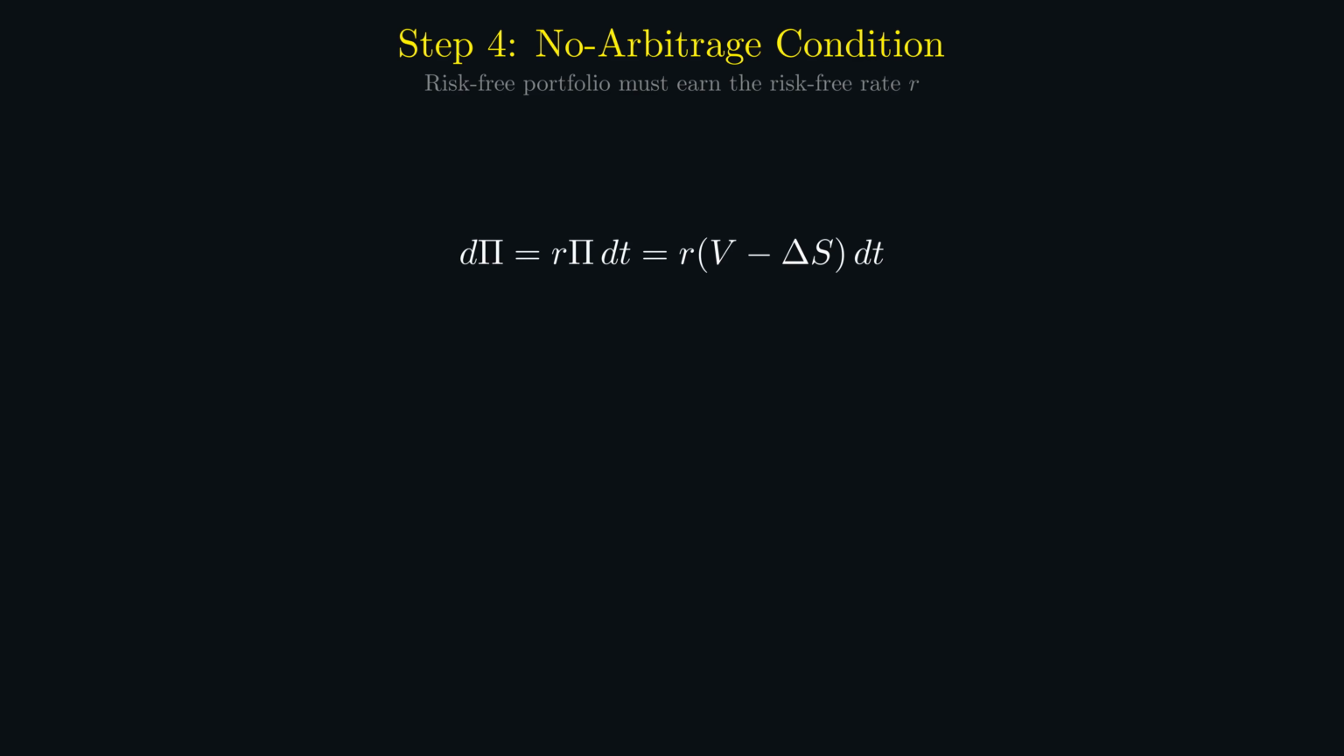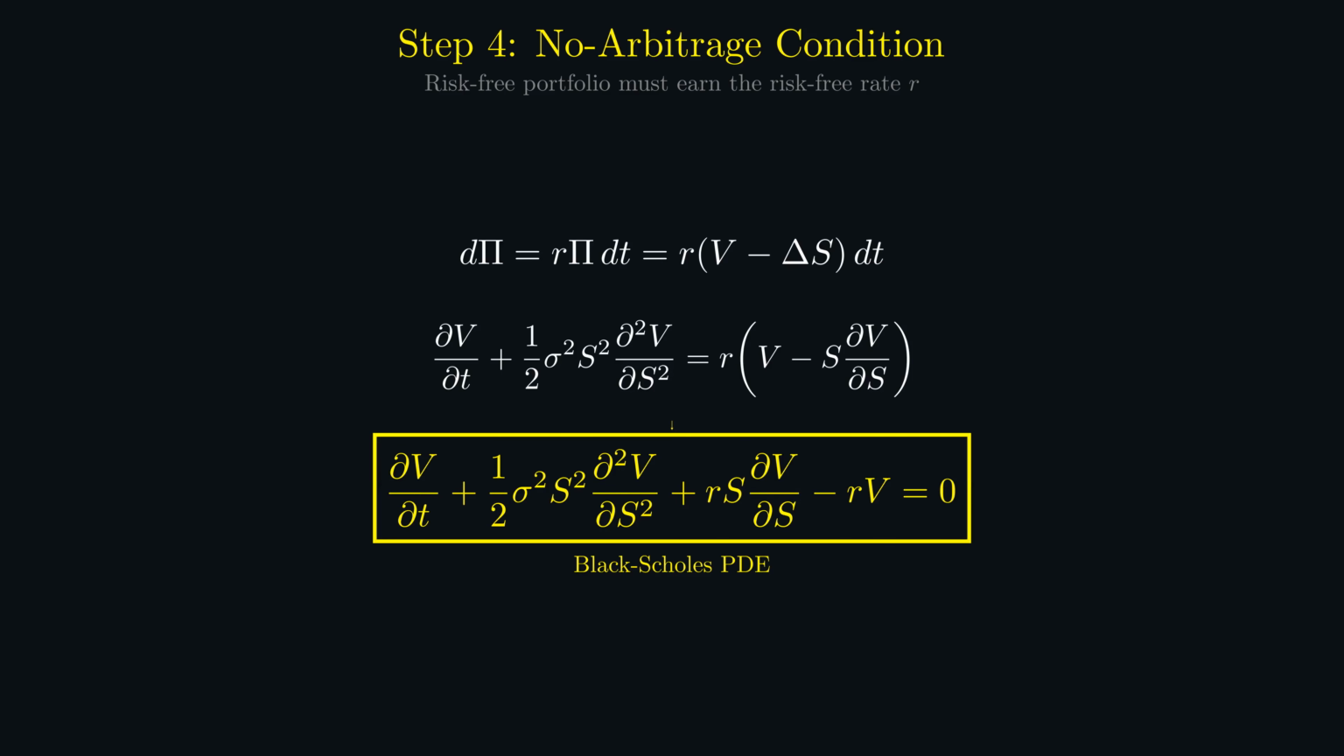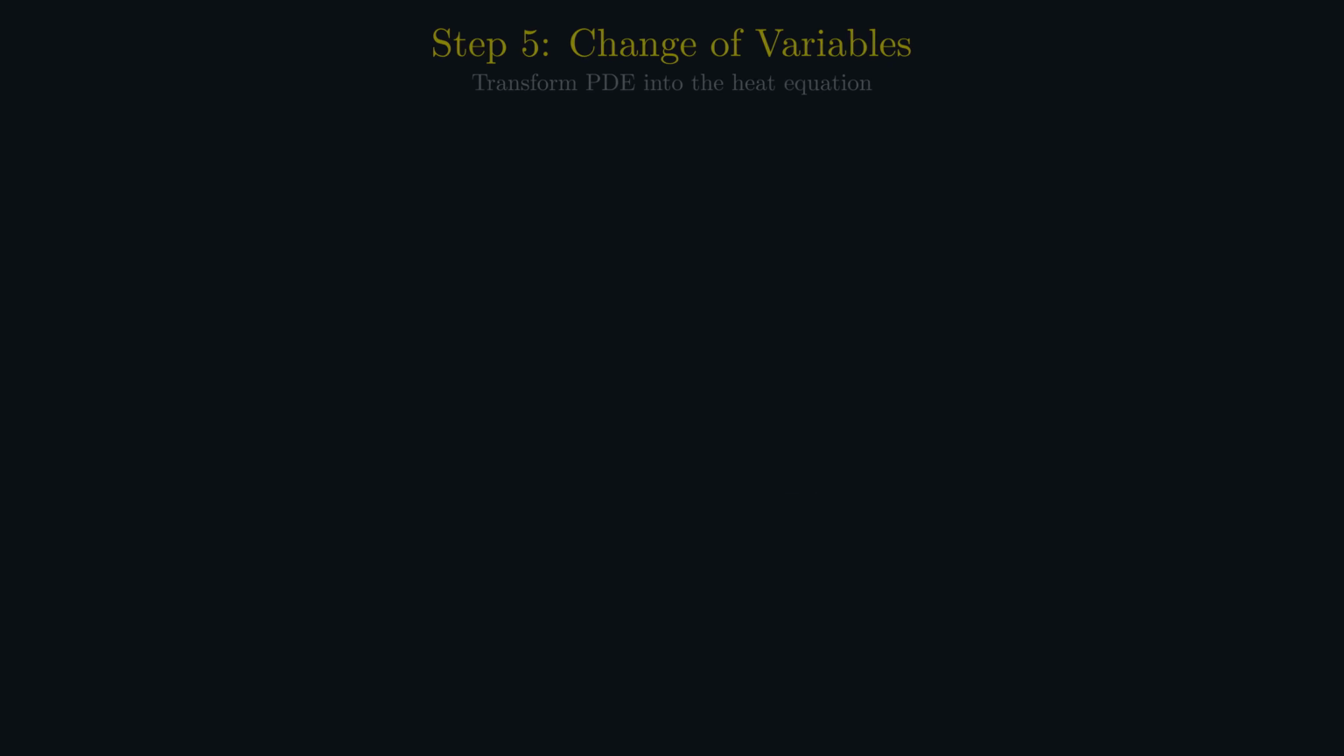A riskless portfolio must earn exactly the risk-free rate. Any deviation would create an arbitrage opportunity. Setting our two expressions for dPi equal and rearranging, we arrive at the Black-Scholes partial differential equation. Every European derivative satisfies this PDE, regardless of the drift mu, which vanishes completely under no arbitrage.